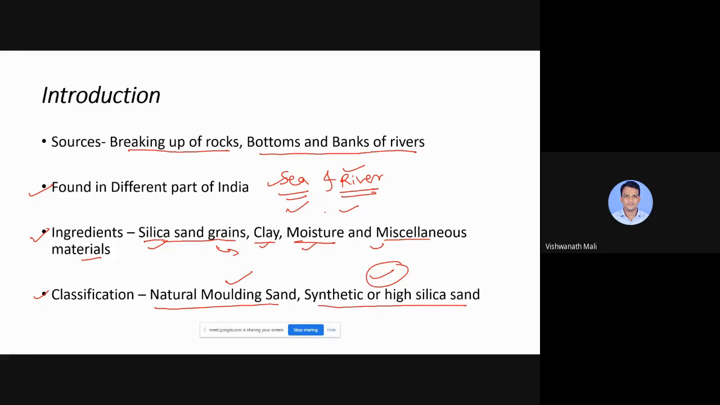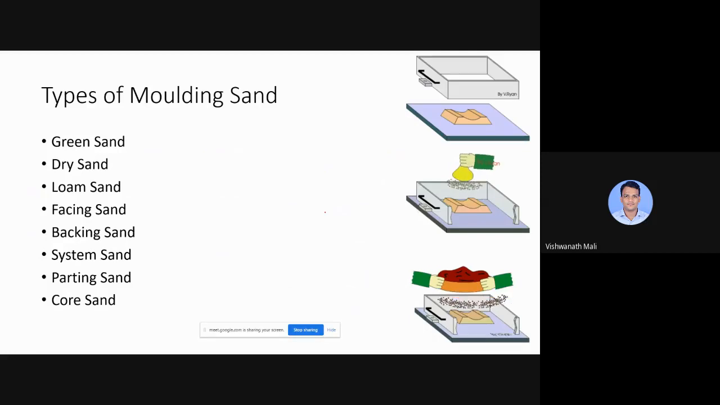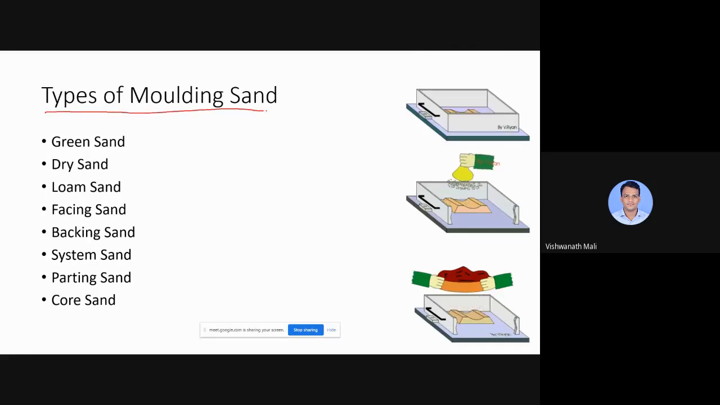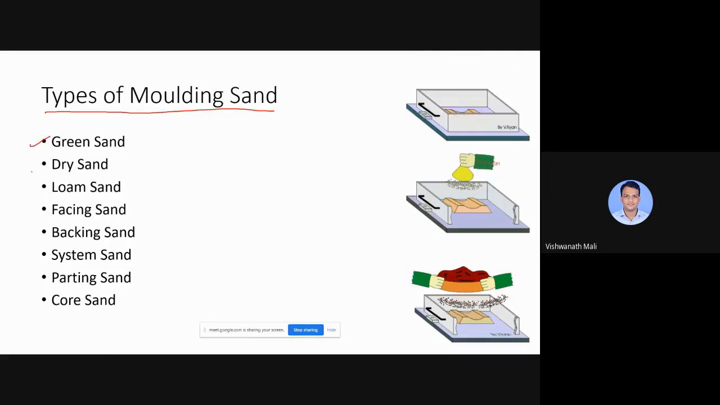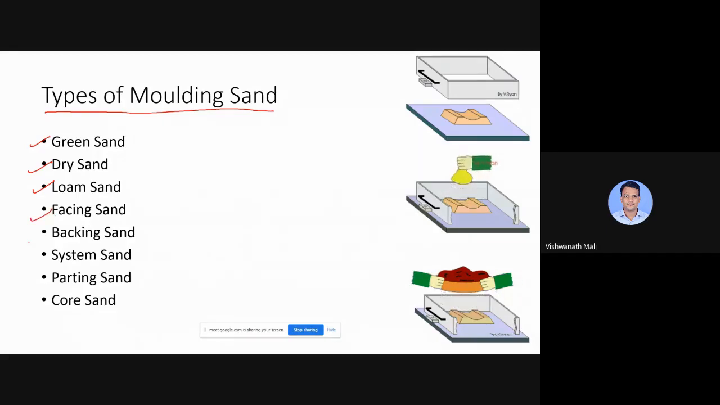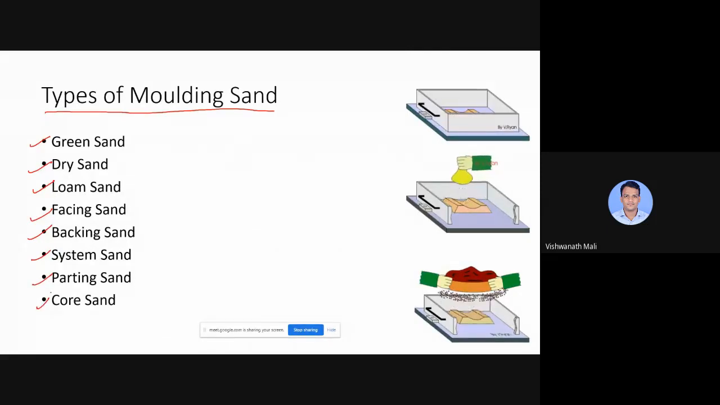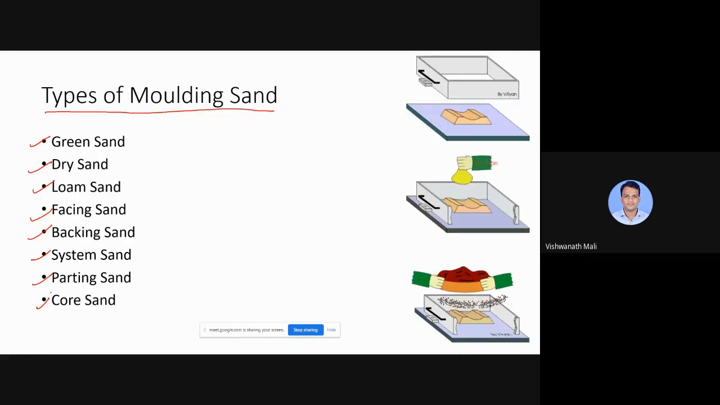The main purpose of molding sand is to prepare the mold. So these are the types of molding sand which we use to prepare the mold: green sand, dry sand, loam sand, facing sand, baking sand, system sand, parting sand, and core sand. We will see them one by one.